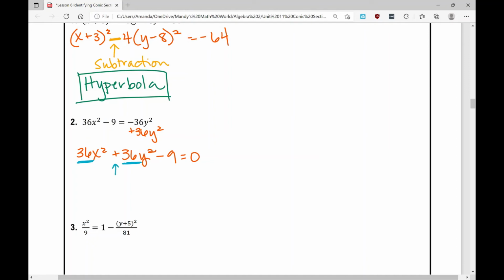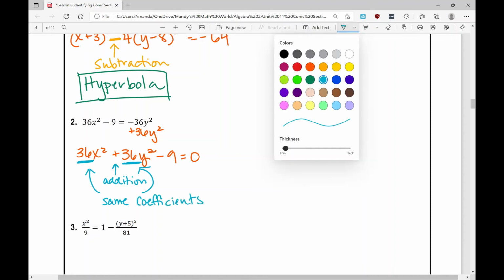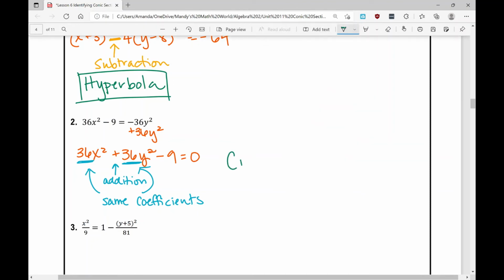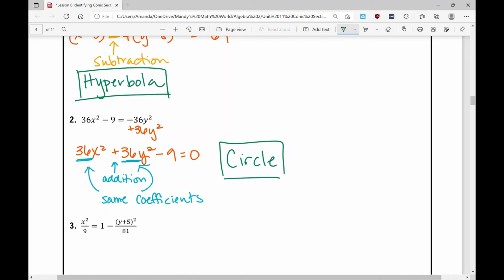So it's addition, and then we have the same coefficients. And because it's addition and we have the same coefficients, that tells me that this is a circle. Let's move on to example number 3.